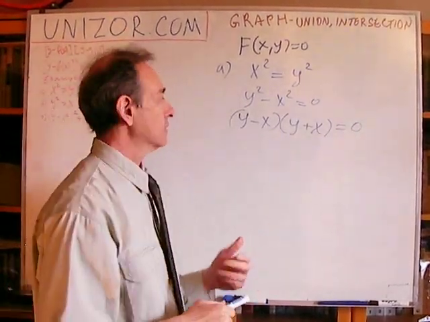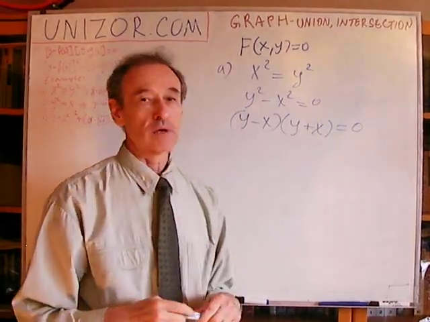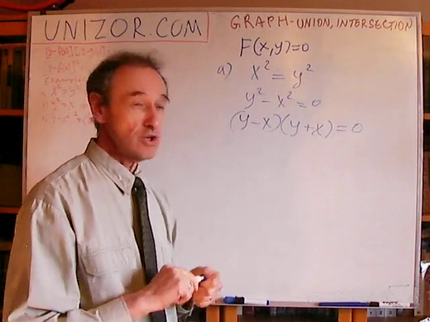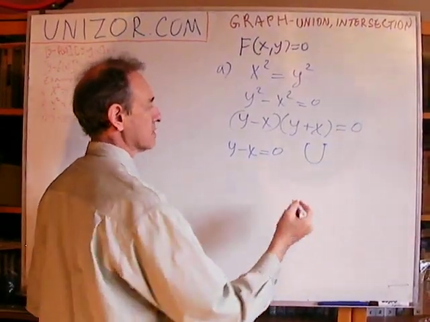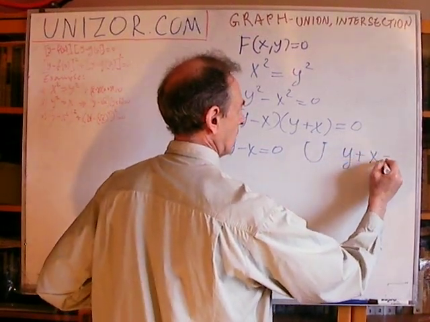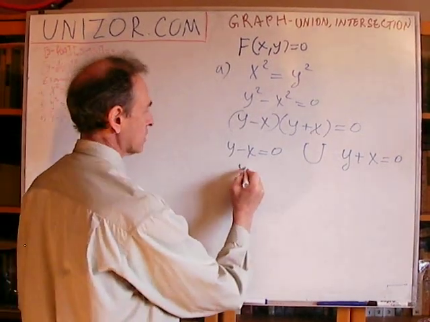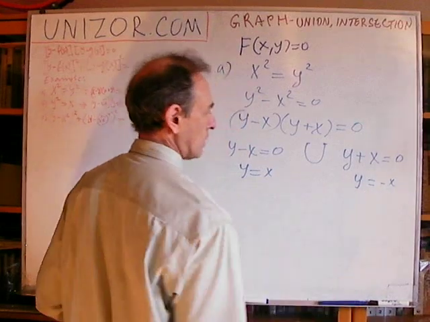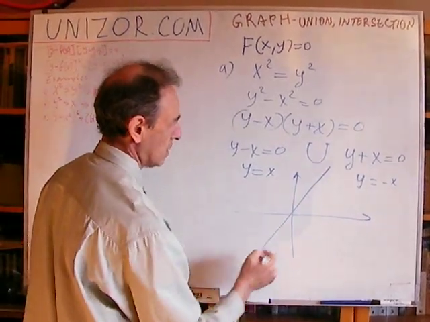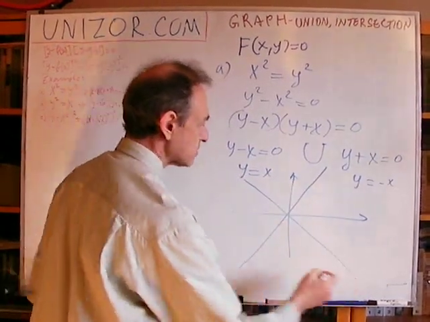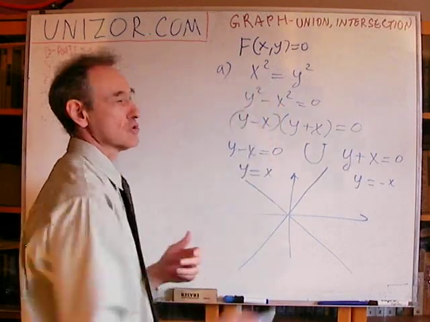Now we remember that if you would like to draw a graph of the product of two functions of two arguments, x and y, equal to zero, then it's a union of this and this. I will use the sign of union from the set theory. So what's the union of these two graphs? This particular graph is y is equal to x, and this is y is equal to minus x, right? So graphically, y is equal to x is this, y is equal to minus x is this. So the combination of these two lines is a union, right? The union of these two lines is the graph of the original equation.